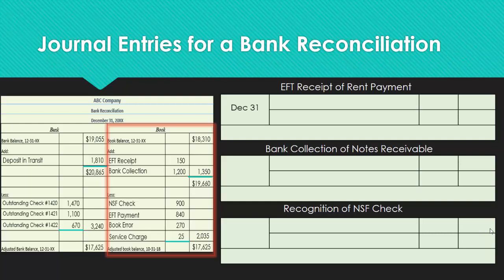So when we record that, they're paying us, which means our cash has to be going up, and it's going to go up for 150, and we're going to credit whatever we got the cash for. In this case, we rented something out to someone, so we're going to record it under rent revenue for 150.